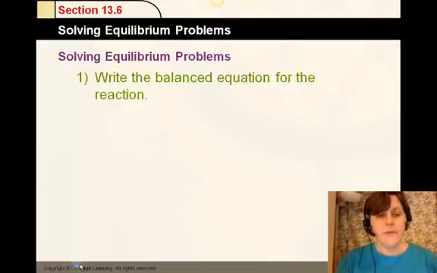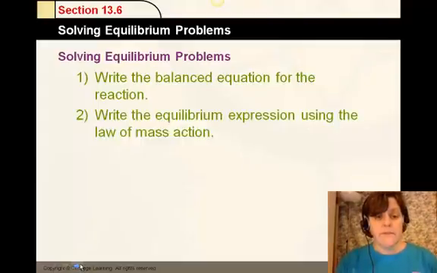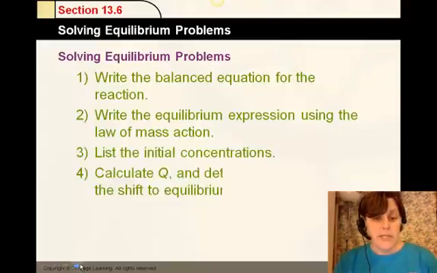All right, here's another overview of how to solve equilibrium problems. Write the balanced equation for the reaction. That's really important because, of course, the coefficients are often exponents. And if there aren't any coefficients, well, that's fine, but sometimes there are. Write the expression using the law of mass action. In other words, products over reactants, the generic one, the one with the brackets and the symbols for the compounds or elements. Then you list the initial concentrations, calculate Q, and determine the direction of shift to equilibrium.